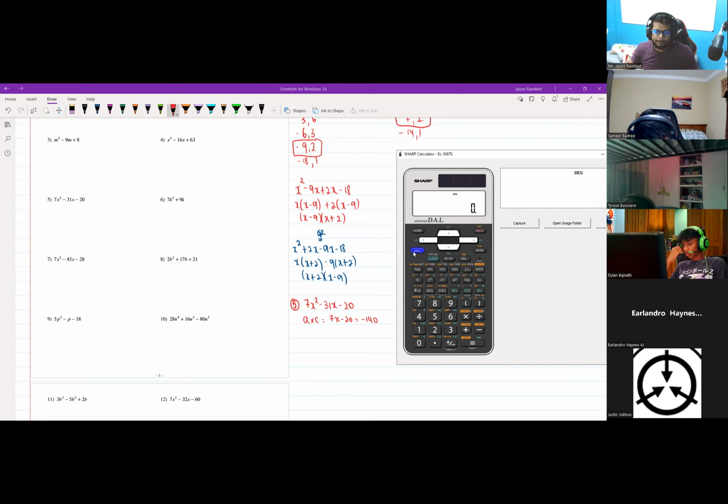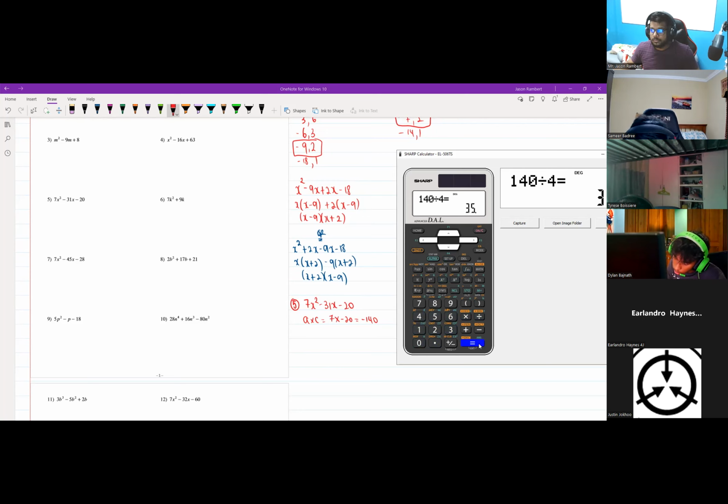So I'm going to check 140 divided by 2. 2 and 70. One of them has to be a minus for sure, because I'm looking for the factors of minus 140. So minus 2 plus 70, not going to work. Minus 70 plus 2, not going to work. 140 divided by 3, I don't get a whole number. 140 divided by 4, I get 35.